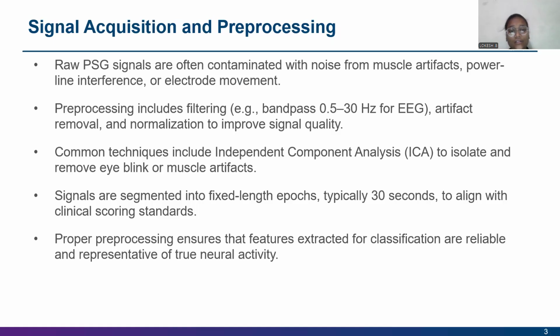The PSG signals are often contaminated with noise from muscle artifacts, and the pre-processing includes the bandpass of 0.5 to 30 Hz for EEG, and the ICA is used to isolate and remove eye blink or muscle artifacts. The signals are segmented into fixed length epochs, typically 30 seconds. The proper pre-processing ensures that features extracted for classification are reliable. These are the signal acquisition and pre-processing.